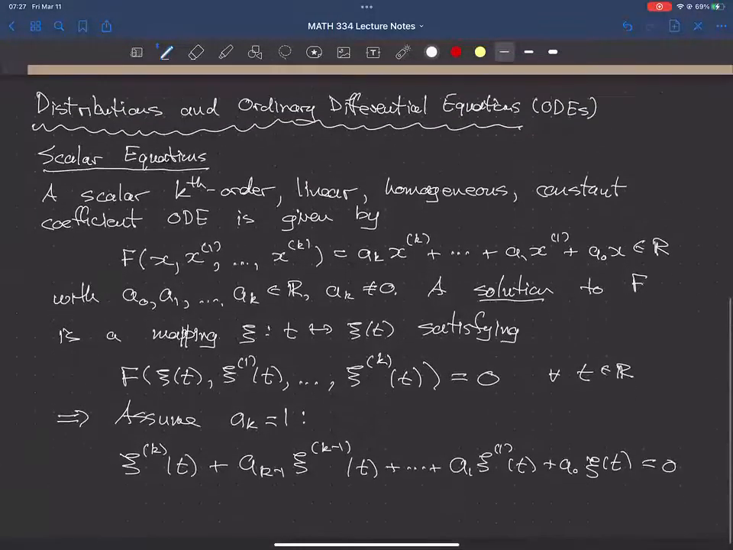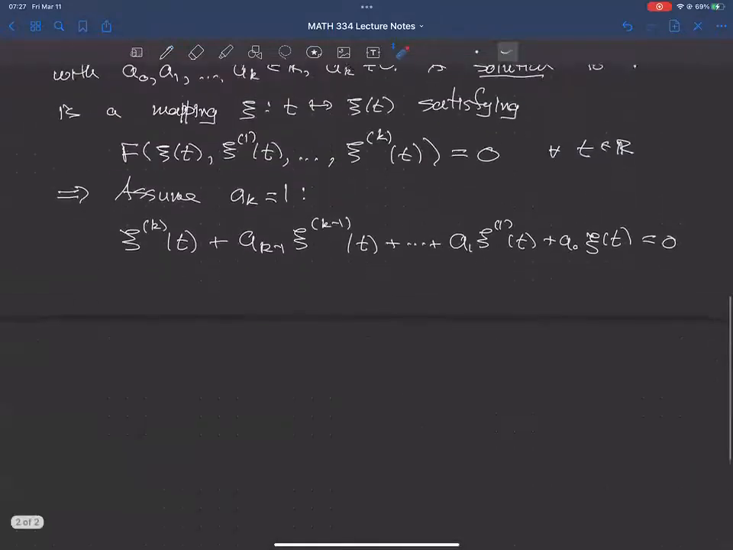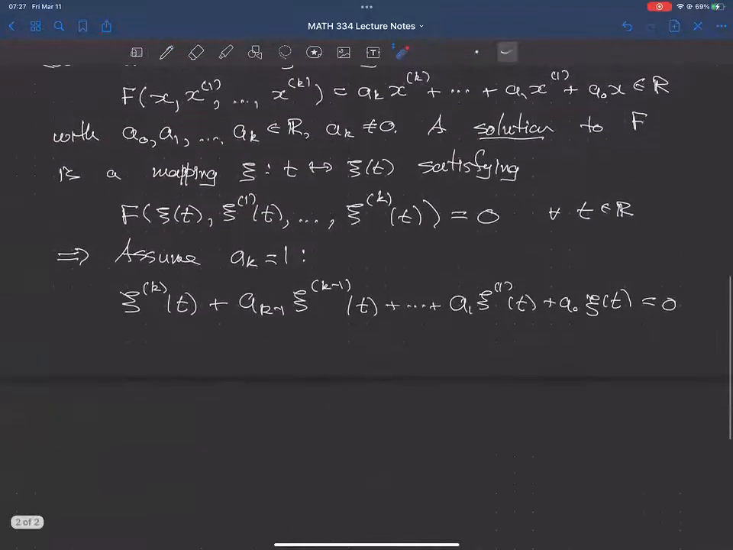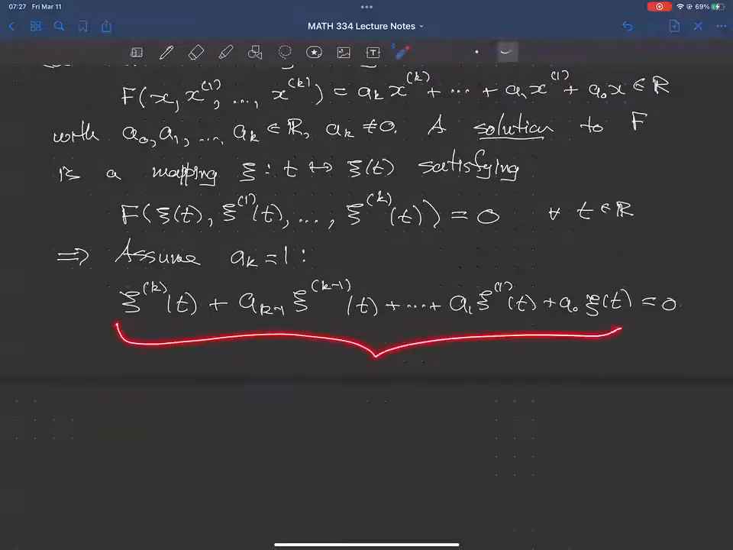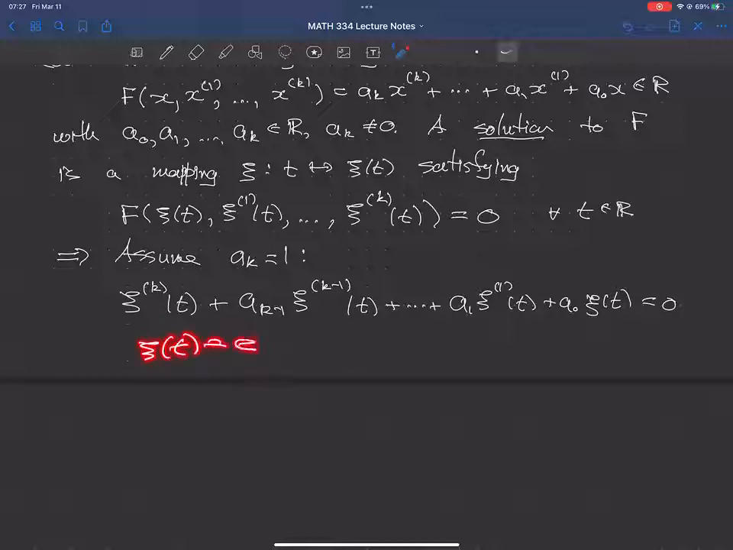Now, except for my overly pedantic choice to not denote the variable by x, but by c. This is an equation that you would have studied in your elementary differential equations course. And so there's all kinds of techniques for solving this equation. You assume a solution of the form c of t equals e to the rt. You find the roots r as the roots of some polynomial whose coefficients are these a's, right?